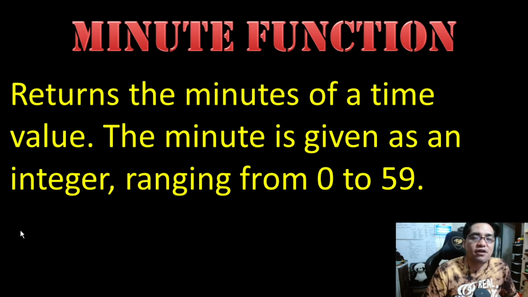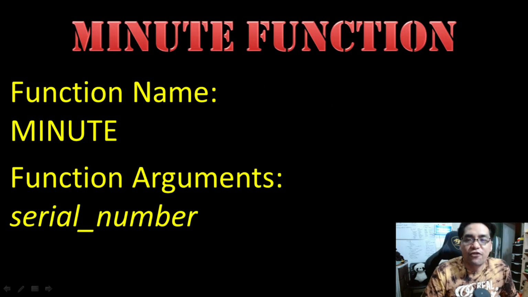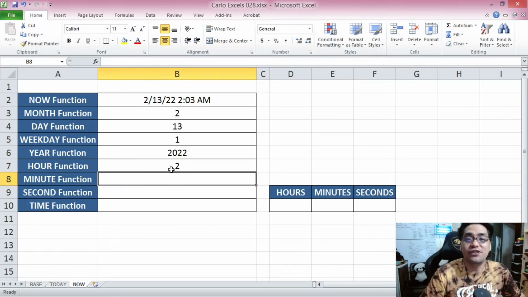Next, we have the minute function. Easy enough to understand. It returns the minutes of a time value. The minute is given as an integer ranging from 0 to 59. For the minute function, the function name is minute, and for the function arguments, again, we only have one, the time value data. So if the hour function gives you the hour, the minute function gives you the minute.